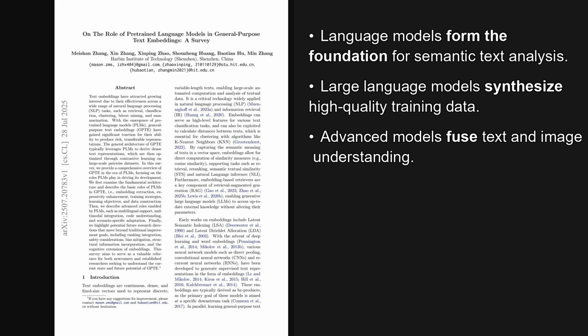I'm Alex, and today we're looking at a paper trending on X, published on July 28, 2025, just yesterday. This paper provides a comprehensive overview of how pre-trained language models have become the central driving force in creating powerful, general-purpose text embeddings. The paper is titled, On the Role of Pre-trained Language Models in General-Purpose Text Embeddings, a Survey.